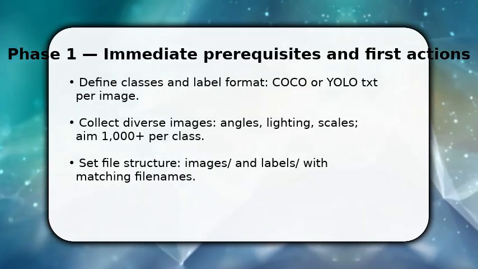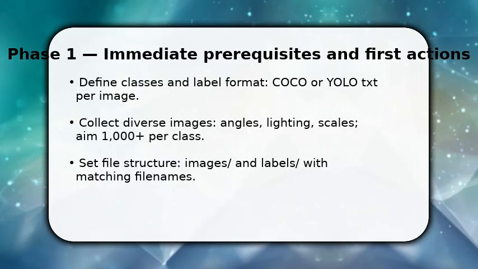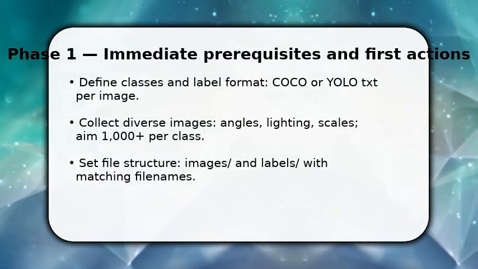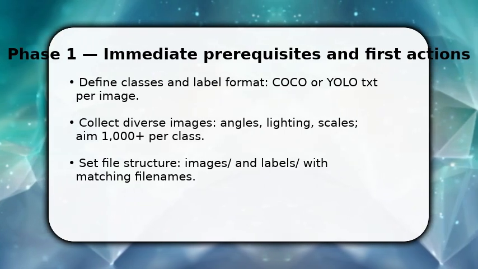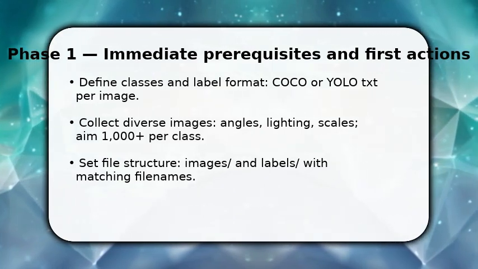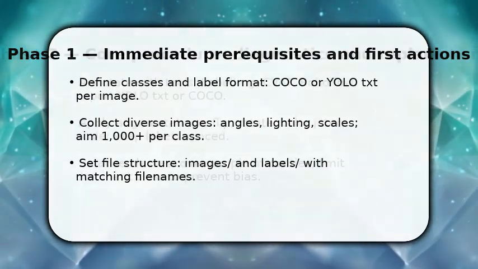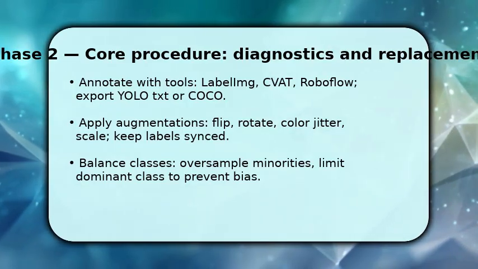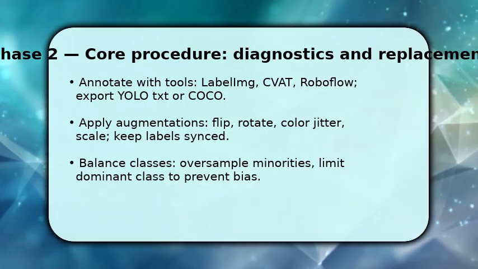Make sure to include edge cases and negatives. Those reduce false positives. Finally, sample 50-100 images to verify annotation and path consistency before moving on to bulk labeling. You annotate every object precisely, using polygon or bounding box tools. Accuracy matters more than speed.